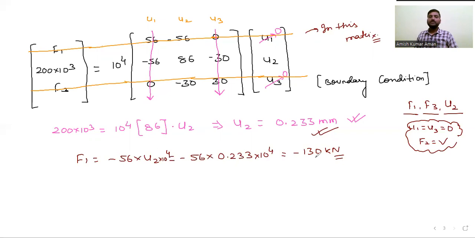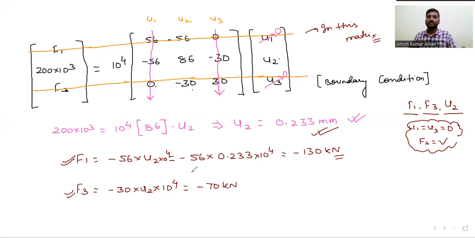Similarly, how will you calculate this f3 value? Same method. f3 will be equal to 0 into 0, 0, minus 30 into u2 into 10 to the power 4, which is common, and the remaining 30 into 0 will be 0 only. So once you keep this u2 value, you are going to get f3 as minus 70 kilonewton. So whatever unknowns were there in the question, we have now found, like forces and displacements.